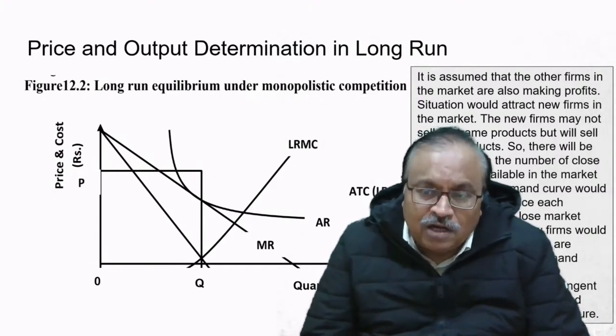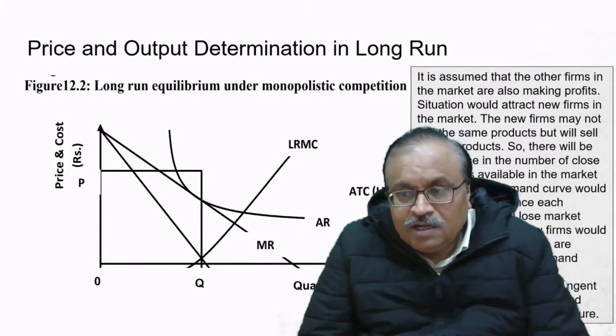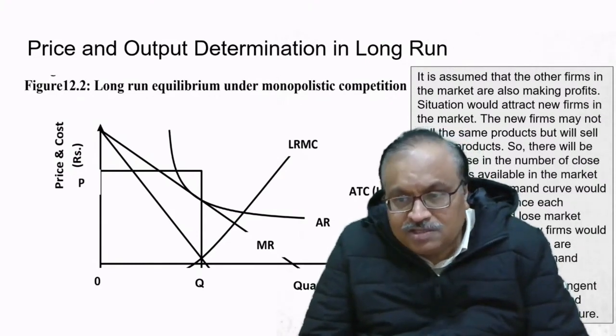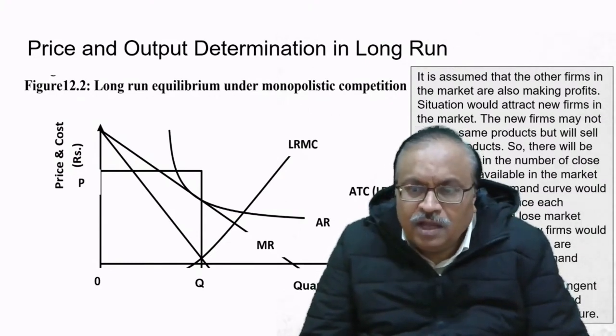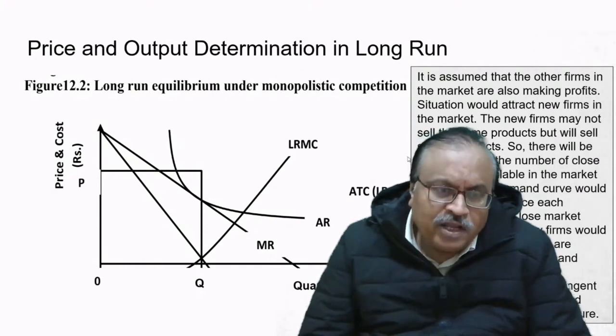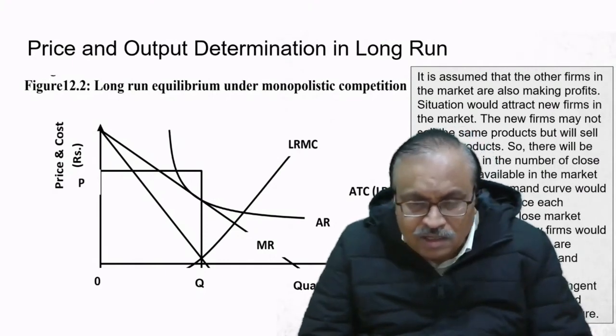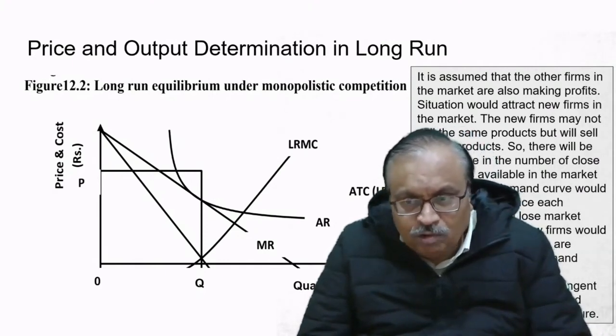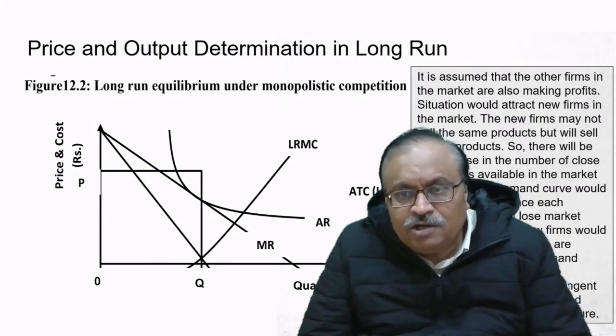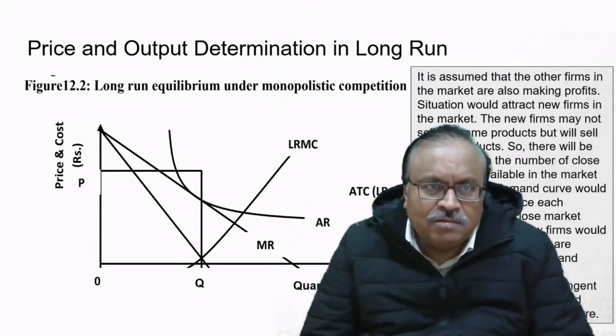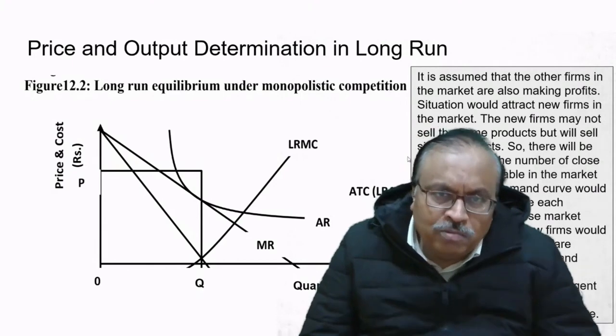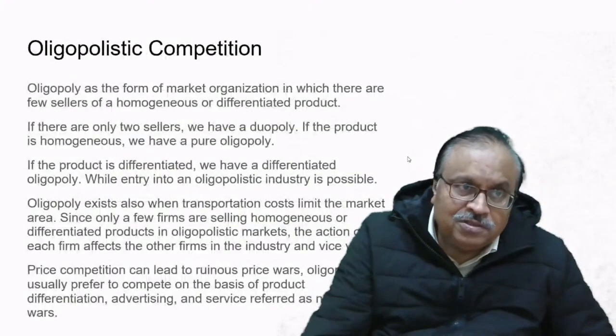The entry of new firms would continue as long as there are economic profits. The demand curve will continue to shift downwards till it becomes tangent to LRAC at a given price P and output Q. That is the basic concept of the long run equilibrium under monopolistic competition.